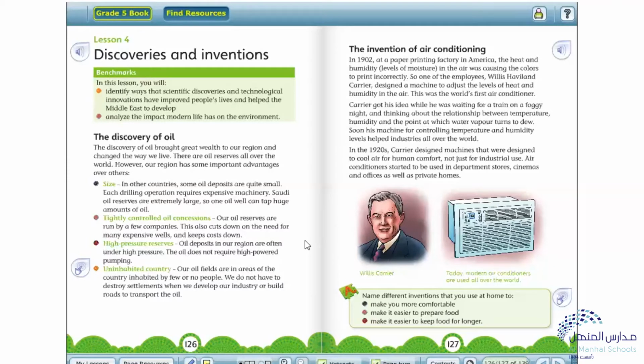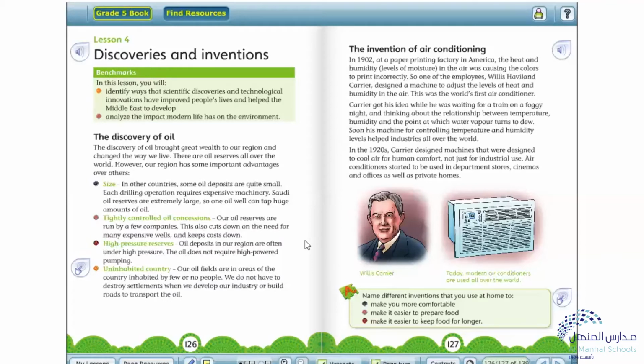And then Mr. Carrier also got an idea while he was waiting for the train, thinking about the relationship between fog and night, and the relationship between temperature, humidity, and the point at which water vapor condenses. So he came up with more ideas while he was thinking. Remember, in 1902, as an employee, he designed an air conditioner for the industry.